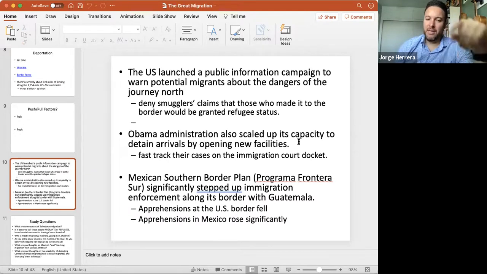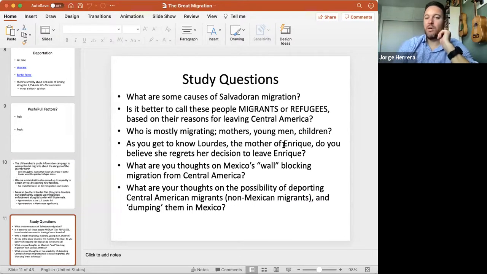The Mexican Southern Border Plan, the Programa Frontera del Sur, significantly stepped up immigration enforcement along its border with Guatemala. That means apprehensions at the U.S. border fell and apprehensions in Mexico rose significantly. So here are some study questions that we can talk about. What are some causes of Salvadoran migration? Is it better to call these people migrants or refugees? Because are they really just migrating or are they fleeing, refugees, right?